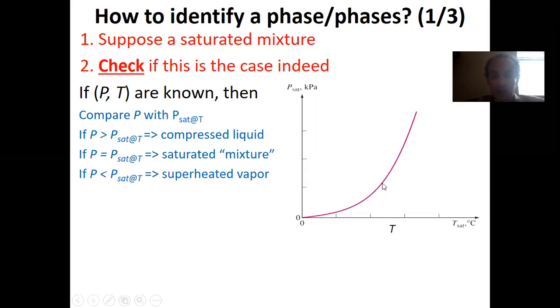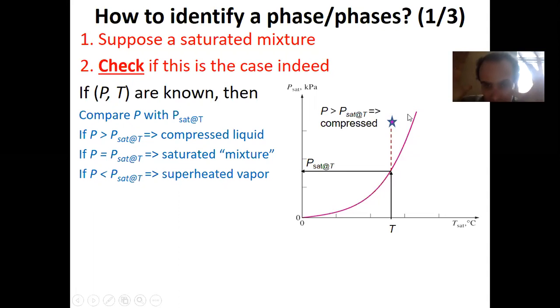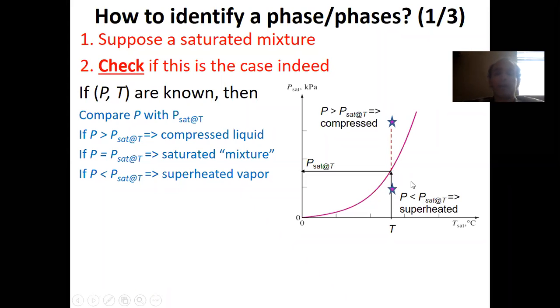Let's say you have a temperature. So let's find the saturated pressure at my given temperature. Let's say I'm here. And then I will check my pressure as compared to this pressure. What if my pressure is higher than saturated? It means that it's compressed liquid. It's more compressed than it should be to be saturated. Or if my pressure is less than saturated, then I have rarefied gas, it's superheated vapor. Eventually, if my pressure is the saturated pressure, then this is indeed a saturated mixture. Does it make sense?